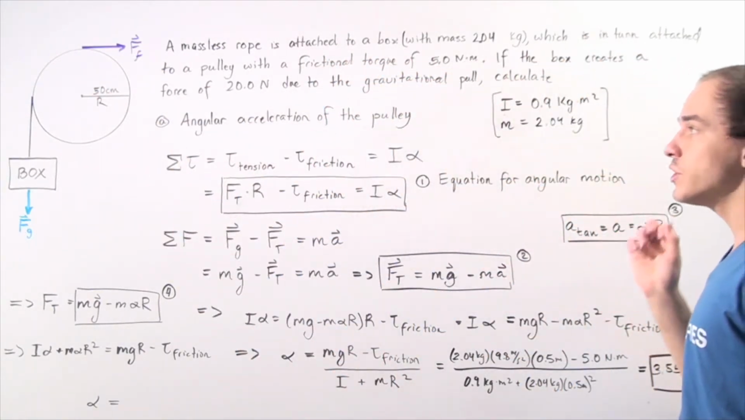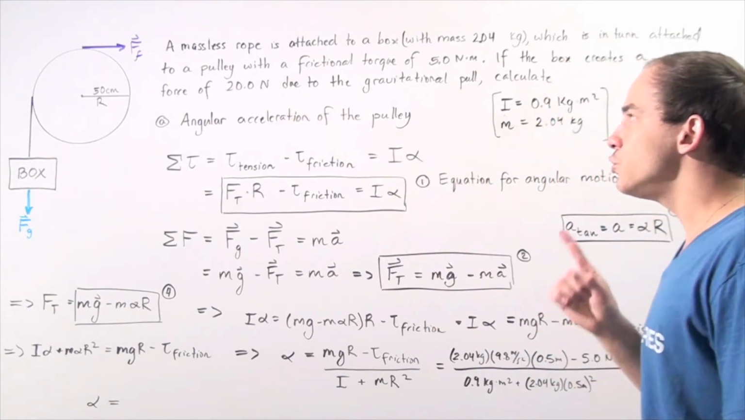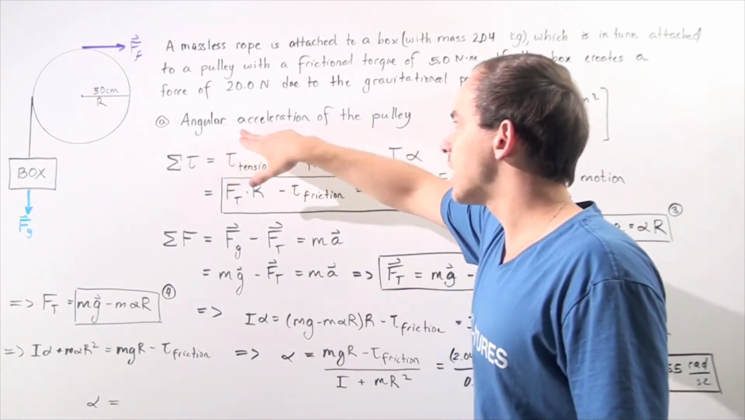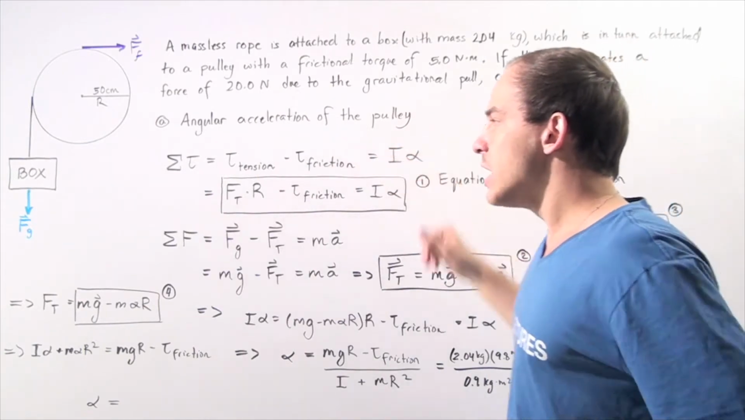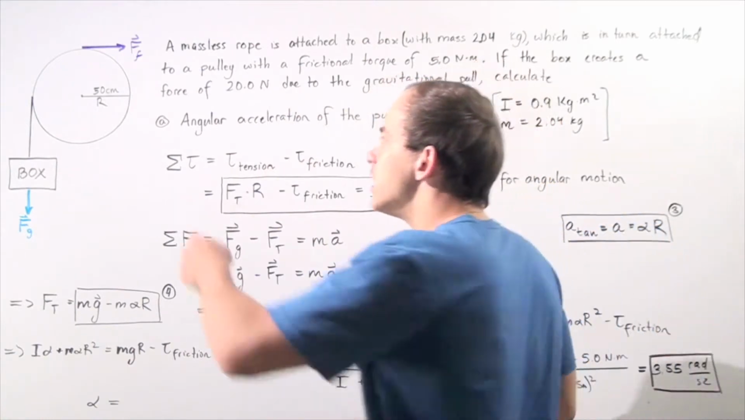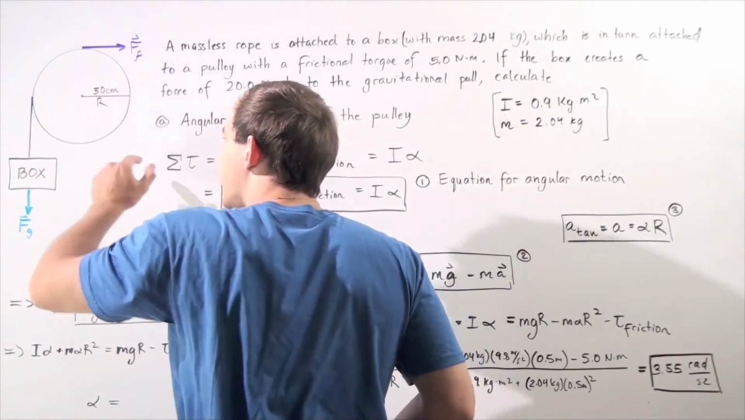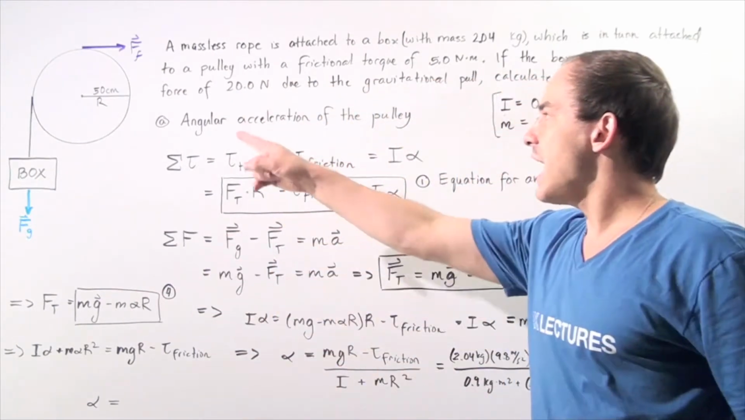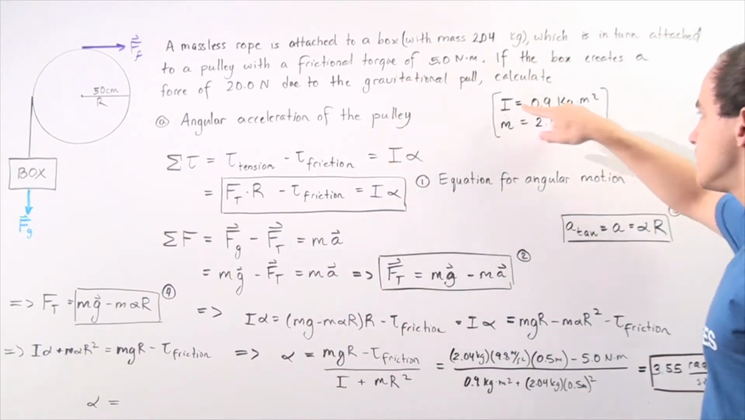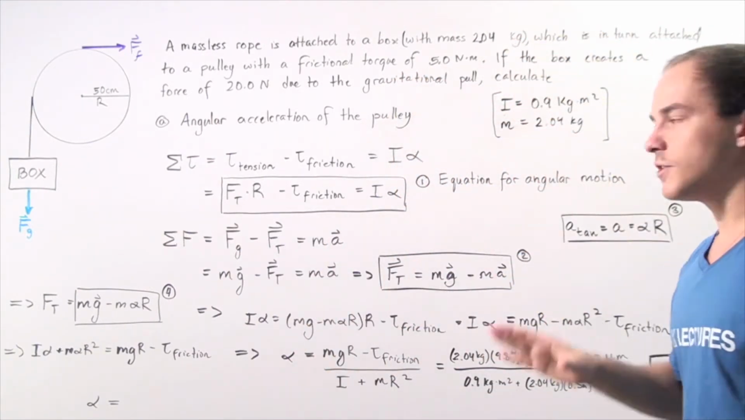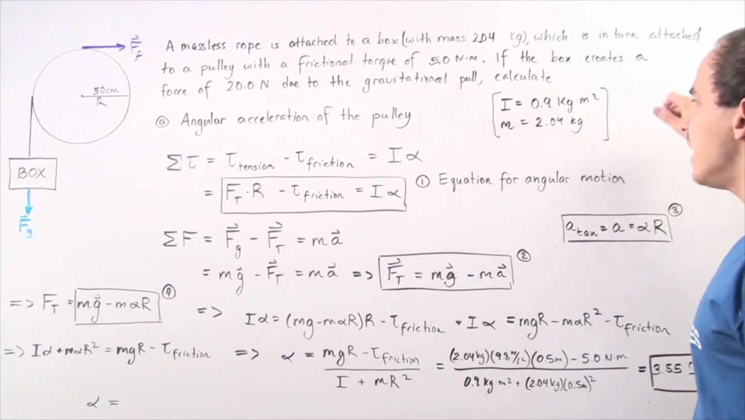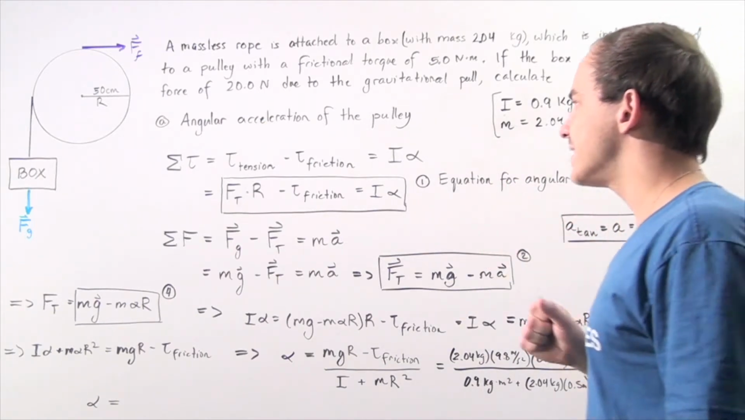Now, if the box creates a force of 20 newtons due to the gravitational pull of the earth, we want to calculate the angular acceleration of our pulley. So when this box is being pulled down by the gravitational force, our pulley is rotating, and we want to calculate the angular acceleration of its rotation. So let's begin by making this assumption that our moment of inertia is 0.9 kilograms times meter squared. We calculated this value in the previous example.